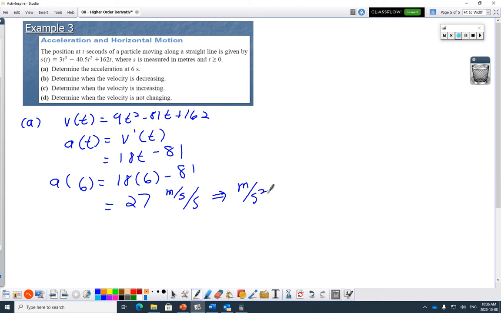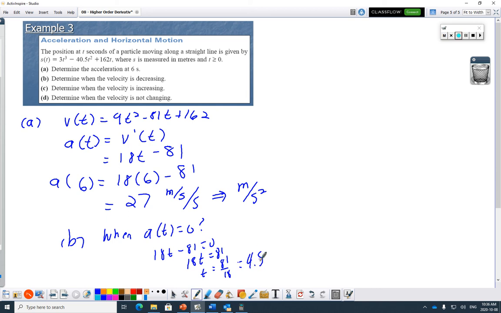Then it says determine when the velocity is decreasing. If I want to know when the velocity is decreasing, I need to know something about the acceleration. So what I really want to know is when is the acceleration positive and when is the acceleration negative? So B. When is a equal to 0? I want to know when I get acceleration 0. 18t equals 81. t equals 81 over 18, which is 4.5 seconds. That is when the acceleration is 0. Why does that matter? Because now I can build a velocity chart.